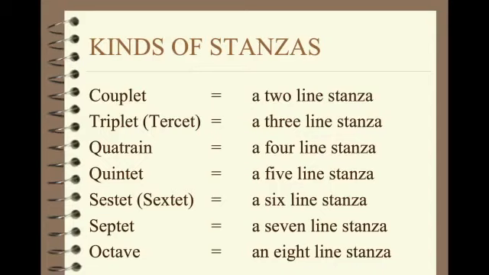A 6-line stanza is a sestet or a sextet. A 7-line stanza is a septet. And an 8-line stanza is an octave. So usually you would probably just call what look like paragraphs in poetry stanzas, but there are specific stanzas where we usually count out from 2 to 8 lines, and they do have these names.